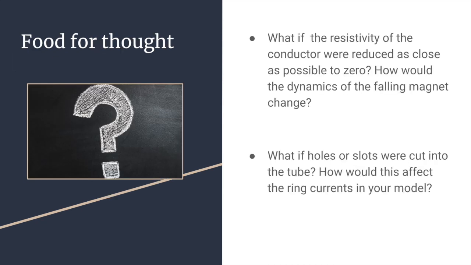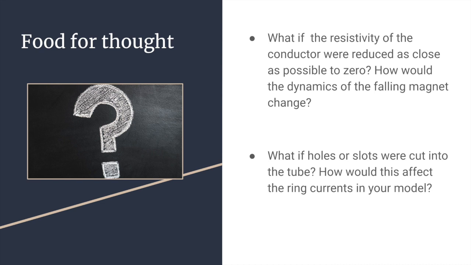So some food for thought. What if the resistivity of the conductor were reduced as close as possible to 0? And how would the dynamics of the falling magnet change? Well, according to Ohm's law, if the resistivity of the conductor was reduced to as close to 0 as possible, then the induced current would be greater. And because the induced current is greater, the force on the magnet would also be greater. So the magnet would spend a longer time inside the tube.